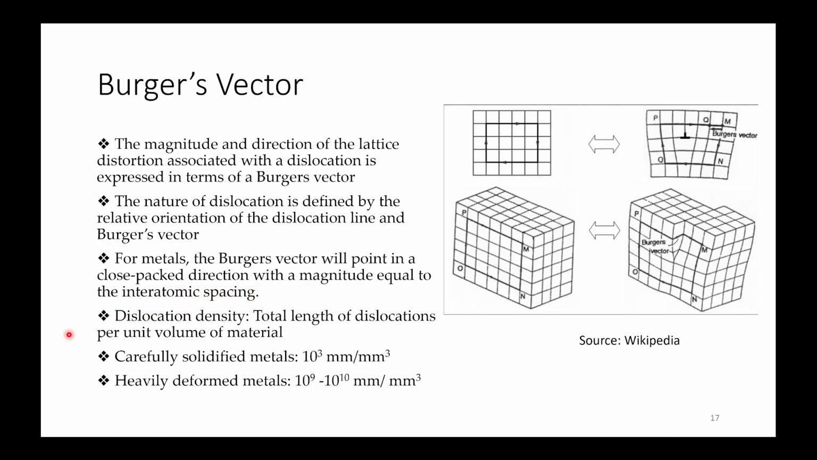And the dislocation density for various metals is already given, so we can predict what it will be closer to. Dislocation density is the total length of dislocations per unit volume of material. If a material is carefully solidified, then there is about 10 to the power 3 mm length of dislocations per 1 mm cube of the crystal. And if it is a heavily deformed metal, then 10 to the power 9 to 10 to the power 10 mm length of dislocations per mm cube of crystal.